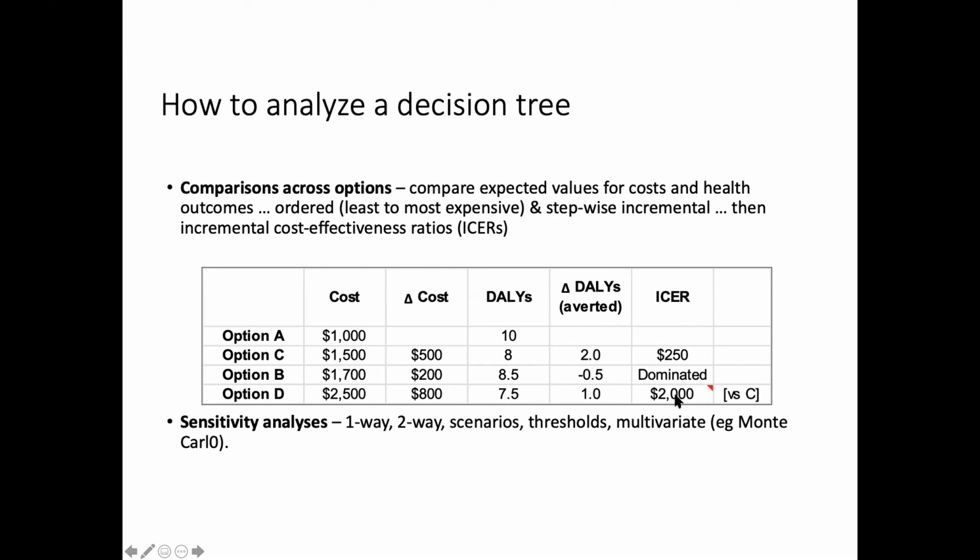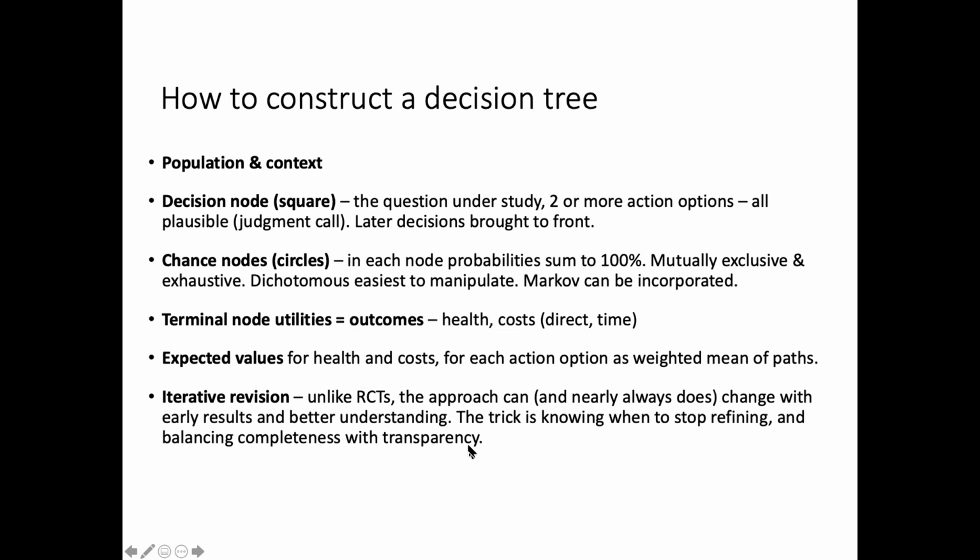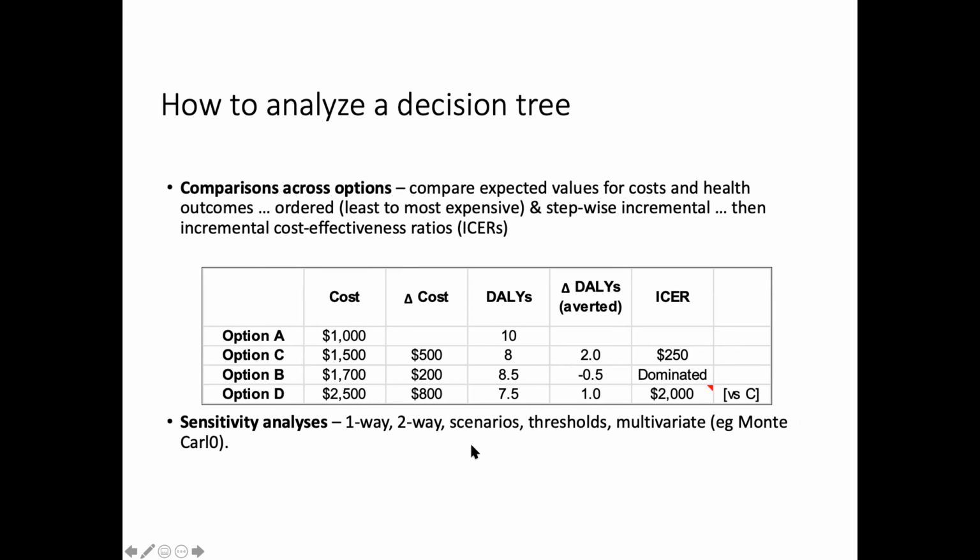When you get to option D, you are going to compare it not to option B, which was dominated, but you're going to compare it to option C. So that's the general structure. Oops, keep going backwards. That's the general structure. You will also do sensitivity analysis. I'll come back to that in a moment.